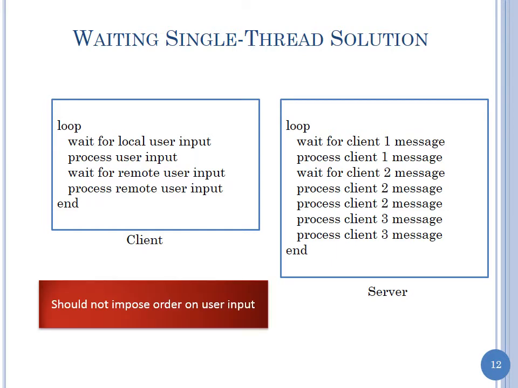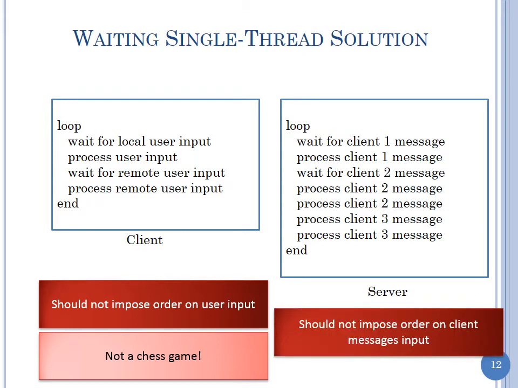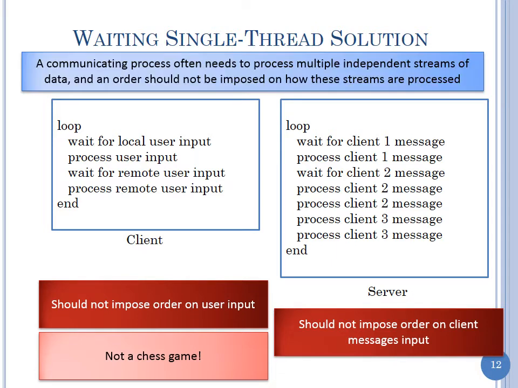So we should not impose an order on user input in the client. This is not a chess game where first one user inputs, then another user inputs, and we know the order in which they input. And we should not, for the same reason, impose order on client message input. Okay. So a communicating process, now we're generalizing, often needs to process multiple independent streams of data, and order should not be imposed on how these streams are processed.